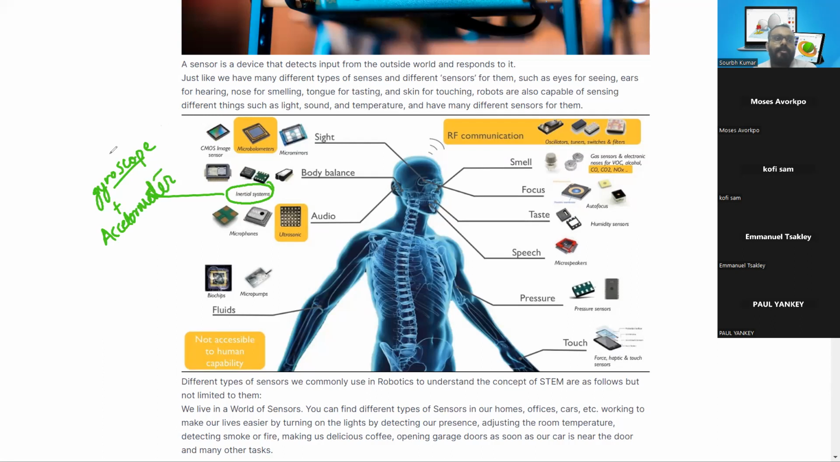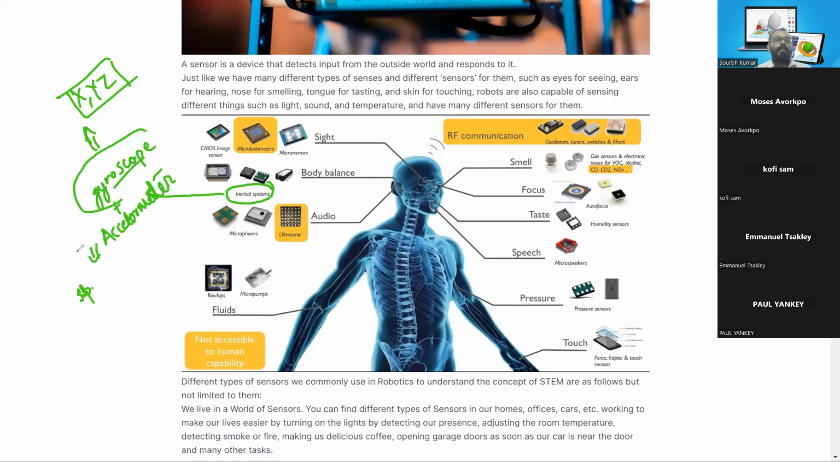The gyroscope gives the system the ability to understand the x, y, and z coordinates in real time, and the accelerometer provides the data on the specific speed of the object at that particular point in time.